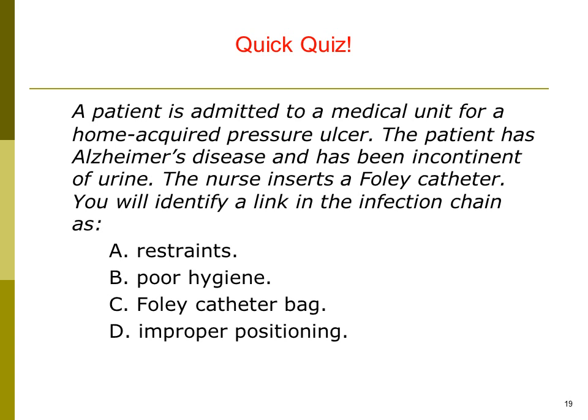A patient is admitted to a medical unit for a home-acquired pressure ulcer. The patient has Alzheimer's disease and has been incontinent, and incontinent means they can't control urinating or peeing. So they've been incontinent of urine. The nurse inserts a Foley catheter. You will identify a link in the chain of infection as: restraints, poor hygiene, Foley catheter bag, or improper positioning.